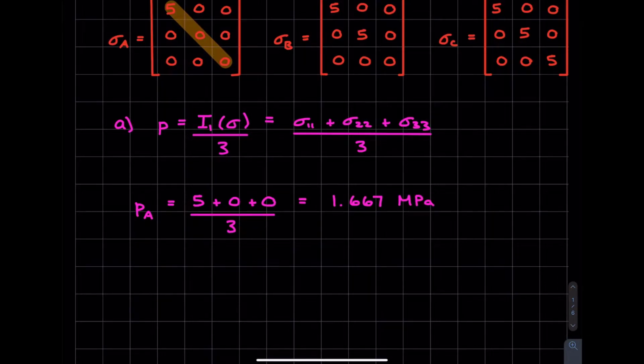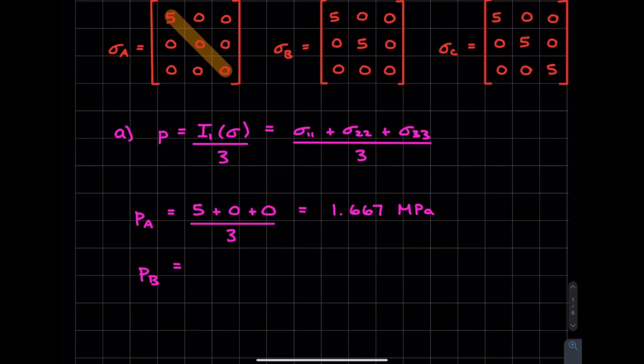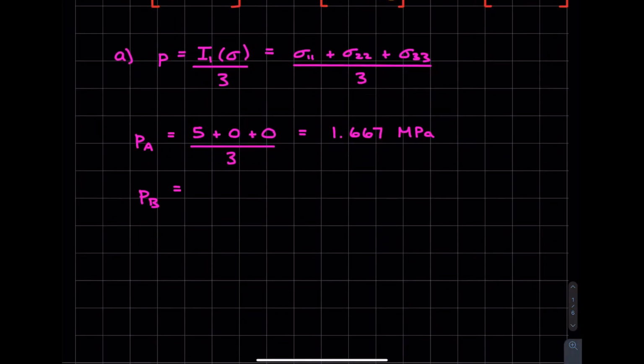So as you guys see, the calculation, really simple. We're going to come down and say, okay, well, now we're looking at the hydrostatic stress of matrix B. So again, we're just going to sum all the components. If I look at those diagonal ones there, I got 5, 5, and 0. So the hydrostatic stress of B is going to be 5 plus 5 plus 0.